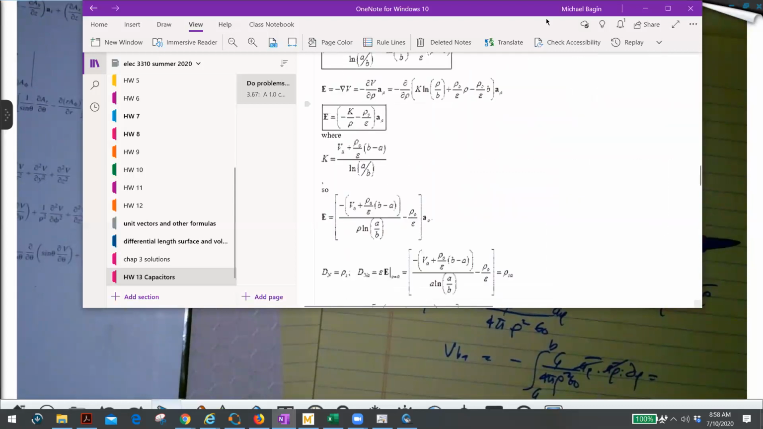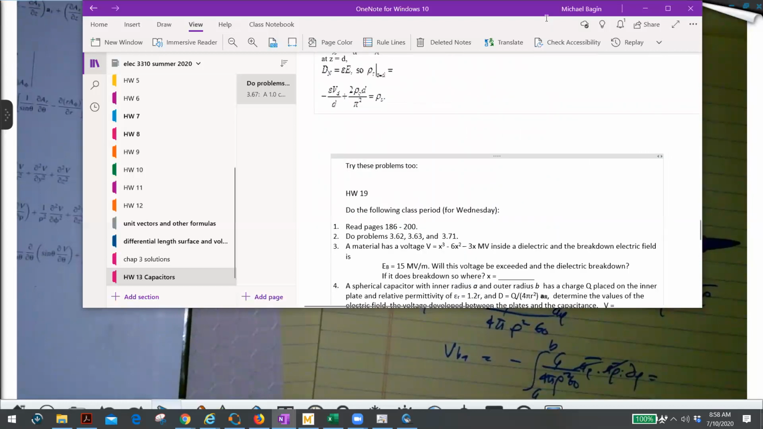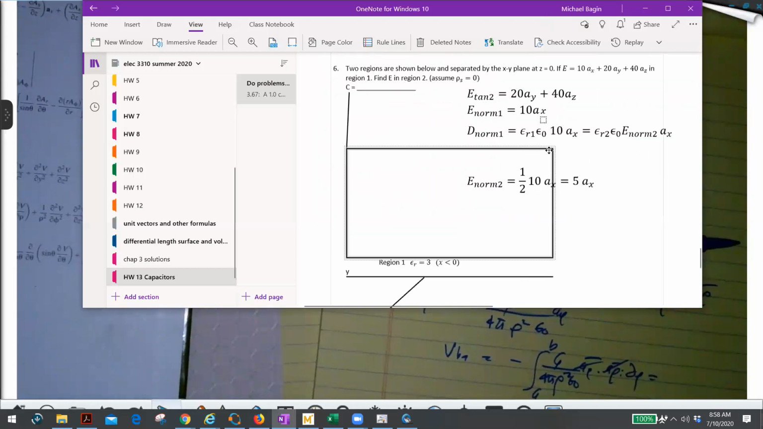Okay. You can see this in real time, can't you, if you look on OneNote? There should be real-time changes appearing.